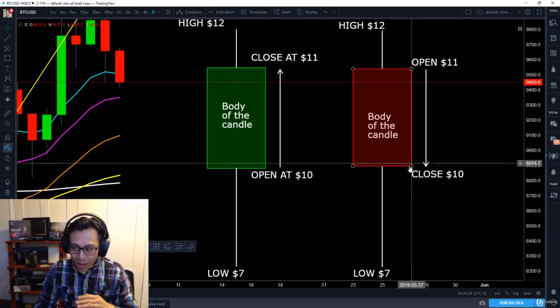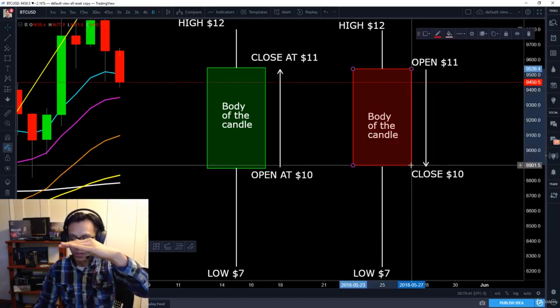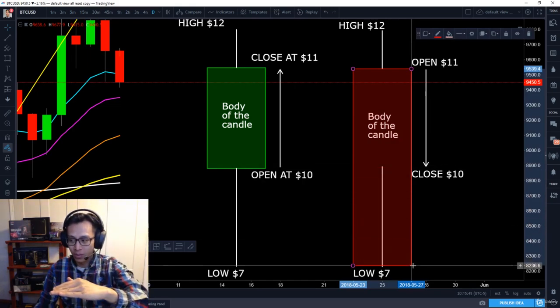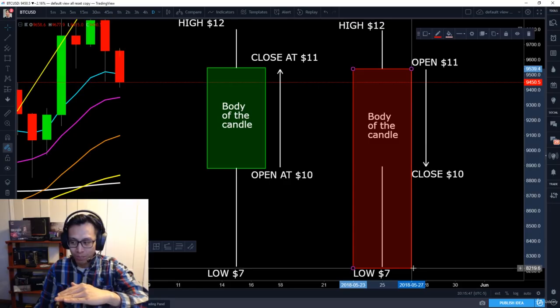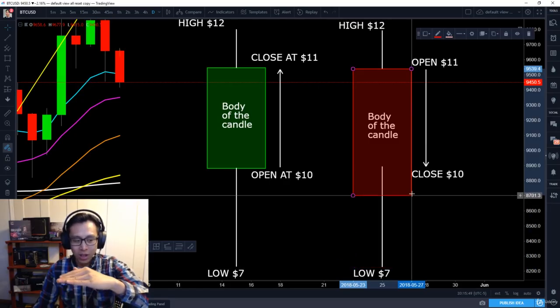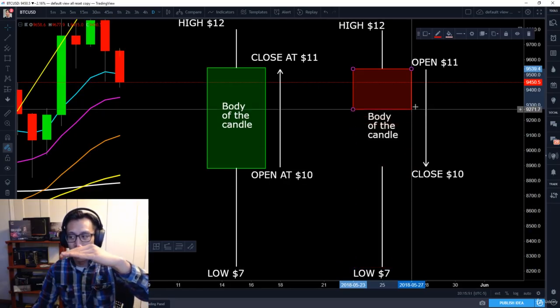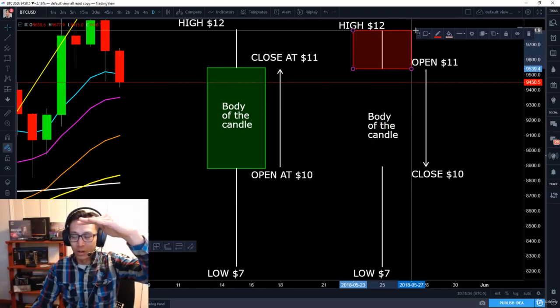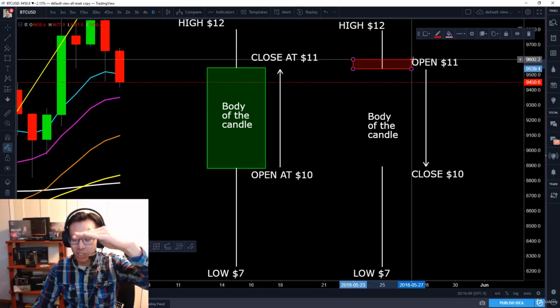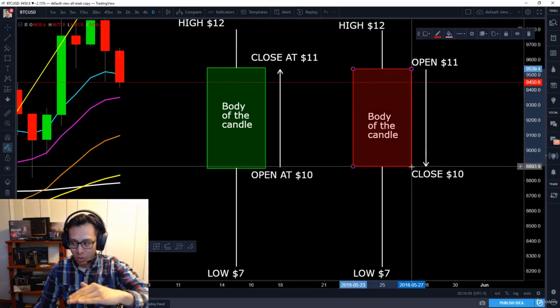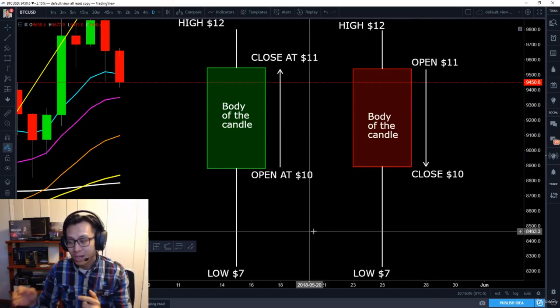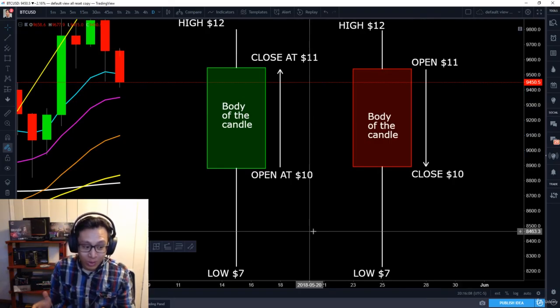So the other way is it could actually have gone down first, like that. And then the Bulls defended it and pushed it all the way back up, right? And then what ended up happening was the Bears actually pushed it all the way back down. So you can see more of a struggle when it actually comes to the red candle.